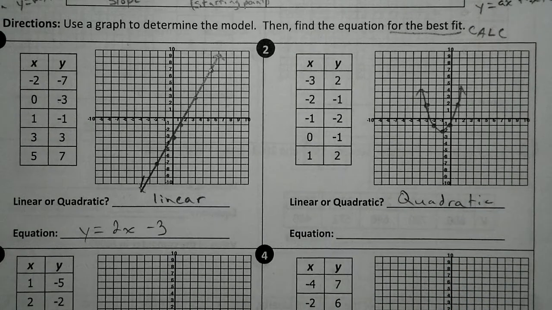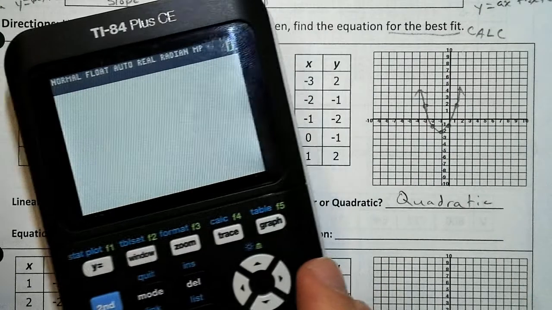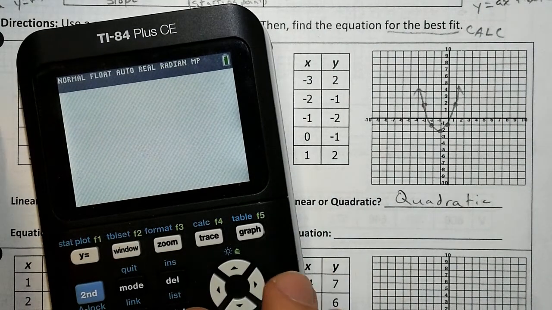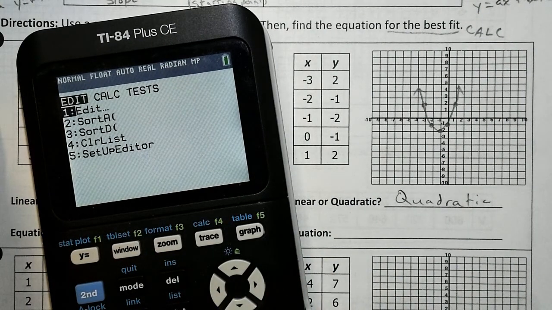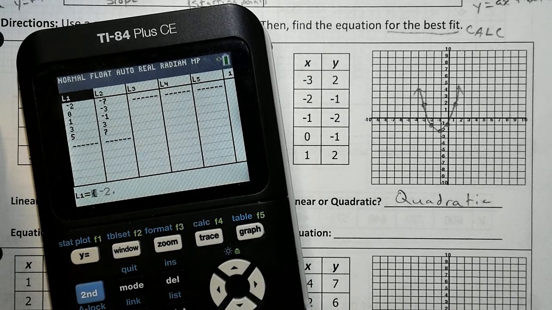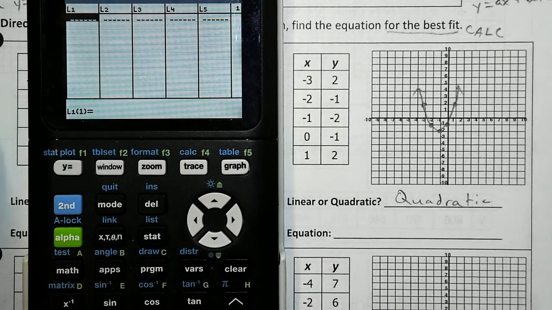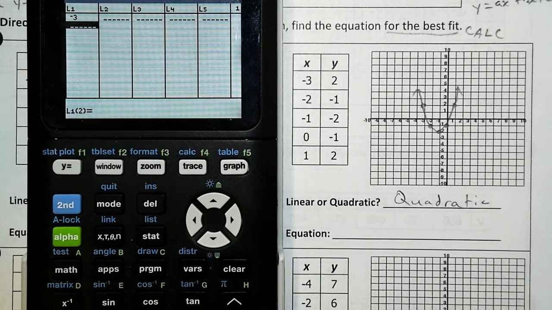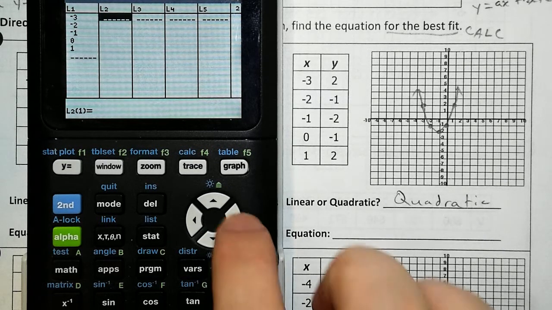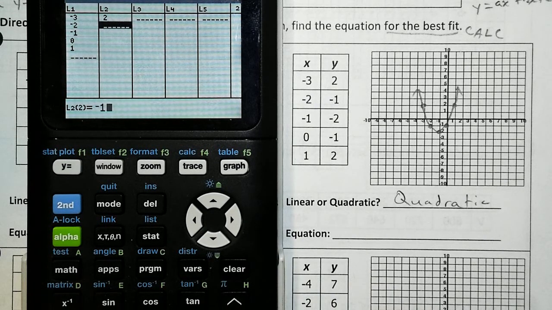So now let's just build the equation. So from those points, we're going to go back to stat, edit, and this time we've got to erase the old points. And type it in. So L1s is going to be -3, -2, -1, 0, and 1. L2s is going to be 2, -1, -2, -1, and 2.